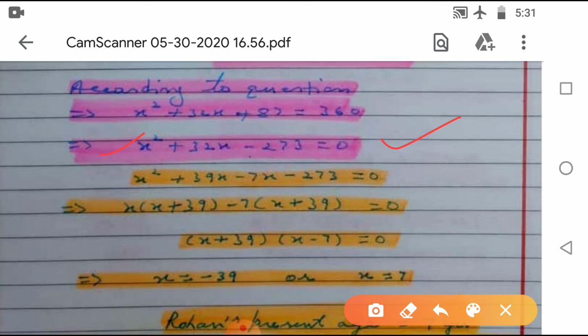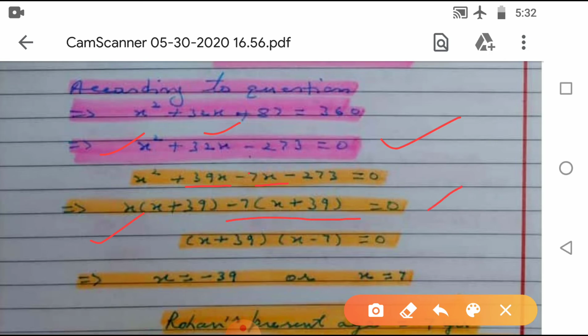So, we make two factors of 32, that is 39x and minus 7x. So, take x common from the first two terms. So, it becomes x into x plus 39, and you take minus 7 common from the last two terms, that is minus 7, and in brackets we have x plus 39 is equal to 0.